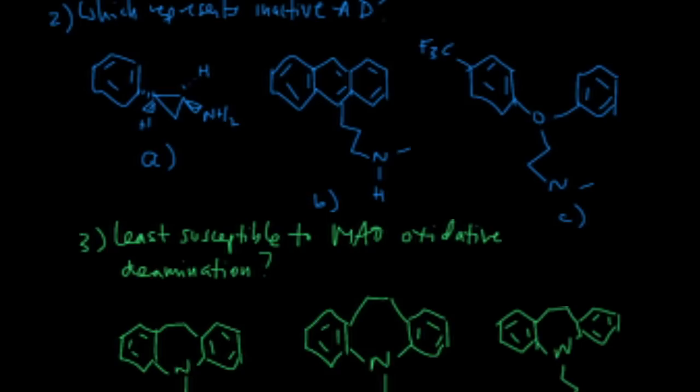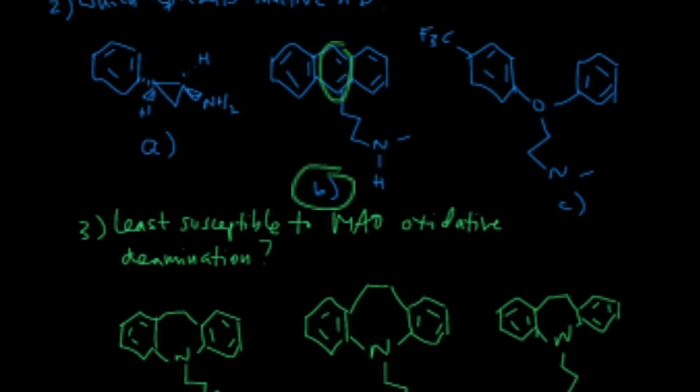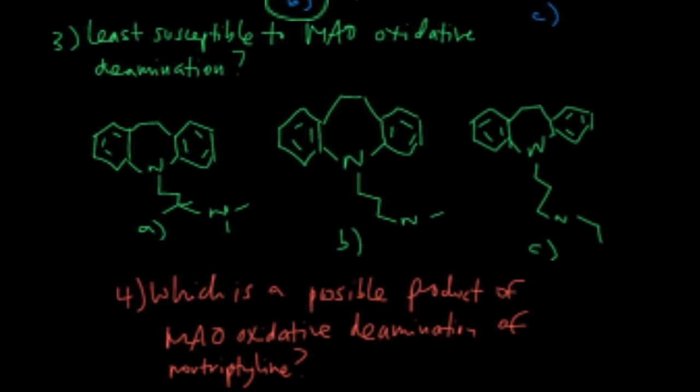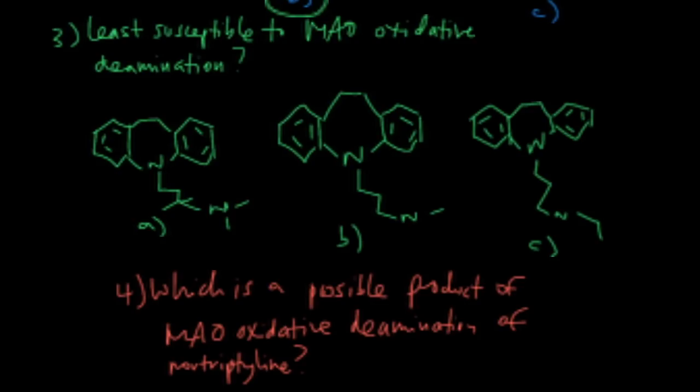It is B. Remember, two double bonds in a middle ring produce planar compounds, which are inactive antidepressants. A is your prototype for phenelzine. C is fluoxetine. More than one double bond in the middle ring produces inactive antidepressants because they're planar. Number three, which is the least susceptible to MAO oxidative deamination?